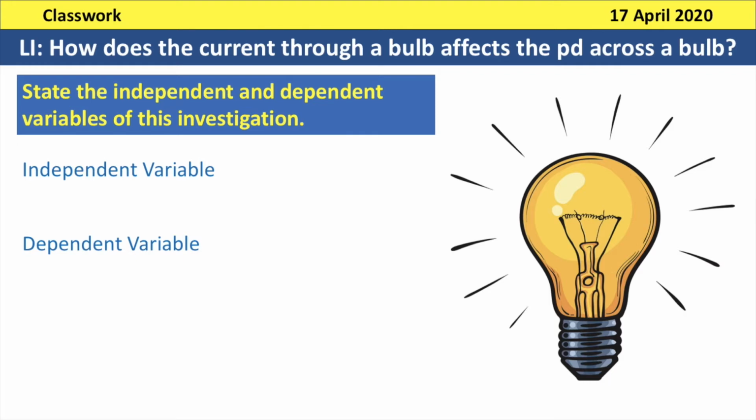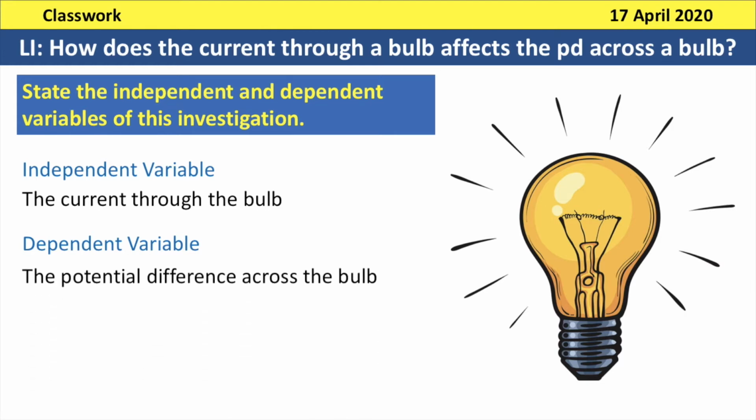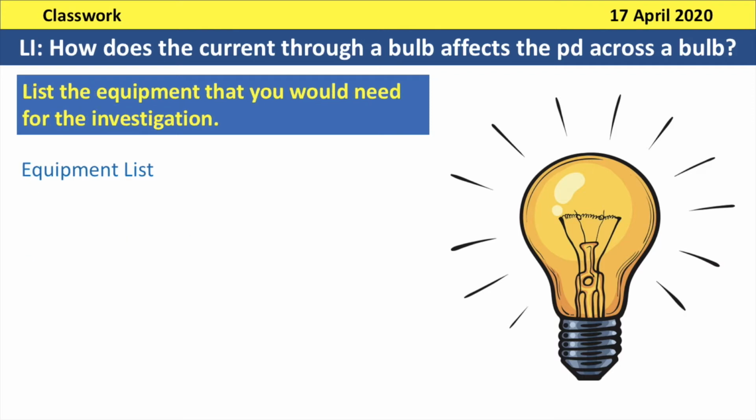Now, the first thing that I want you to do is think about what the independent and dependent variables will be for this investigation, bearing in mind, of course, that we are looking at how the current through a bulb will affect the potential difference across the bulb. So please pause the video and state what the independent variable and dependent variable will be. So the current through the bulb will be the independent variable because that is what we are changing, and the potential difference across the bulb is what the dependent variable is, which is what, of course, we are measuring.